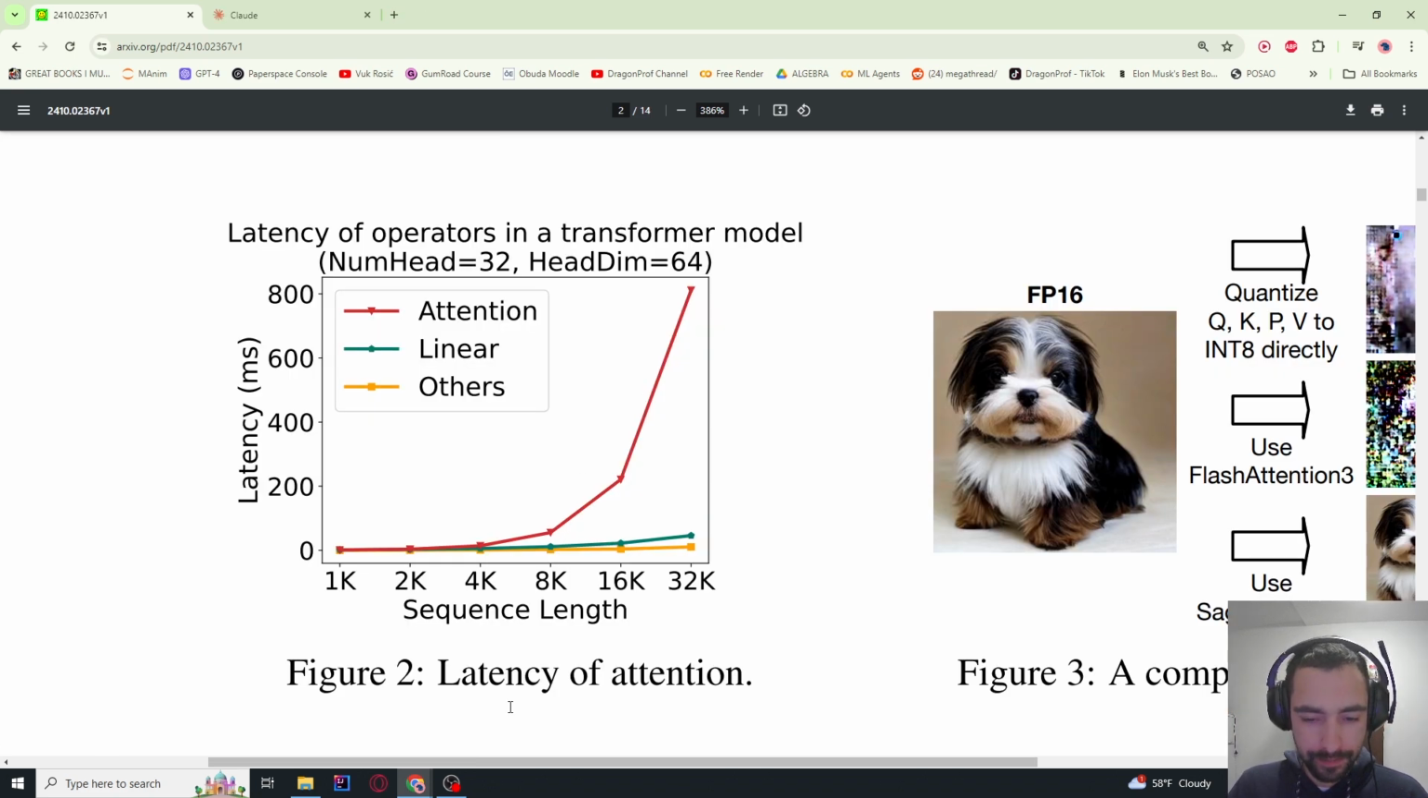So this is the latency of attention. Here we can see three lines. One is attention, one is the linear layer, and the other is other components of the transformer. And as we increase the sequence length, we see that attention takes exponentially more time because each token needs to attend to every other token. So this is what they are trying to address with their new quantization method.